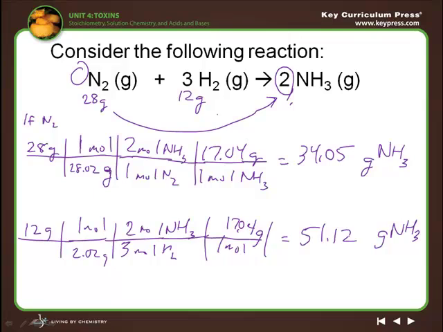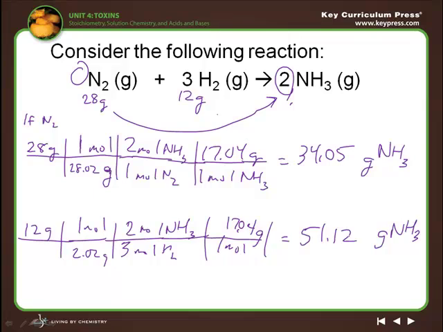If you knew which one was the limiter, you just do it. Now I got grams of product. Which one made less? Was it the nitrogen that made less or the hydrogen that made less? Nitrogen. So that's my limiter. It made less product. So this is my answer. That's my limiter. We're done. So that's another way of doing it.